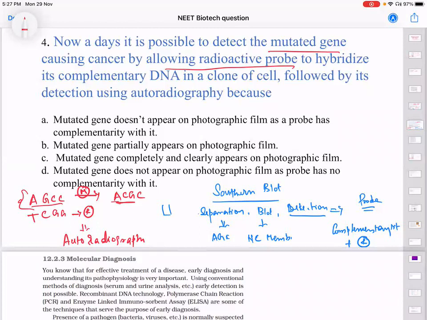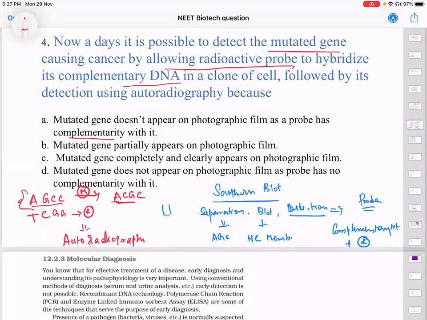It can be anything, but we know the original sequence. By allowing a radioactive probe to hybridize to its complementary DNA in a clone of cells, followed by its detection using autoradiography. Because once it got mutated, your probe doesn't bind to the DNA that you are looking for. So here it is the DNA, the gene for cancer. So the mutated gene doesn't appear on photographic film as the probe has no complementarity with it.